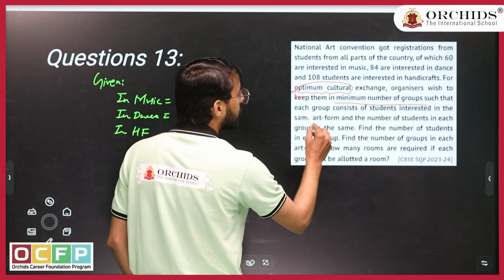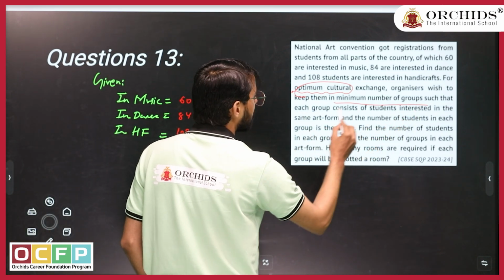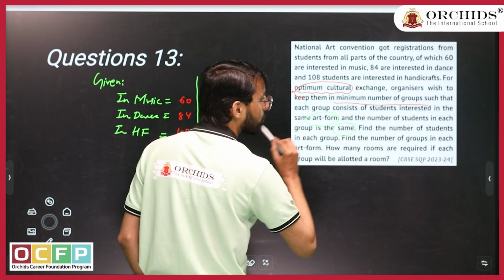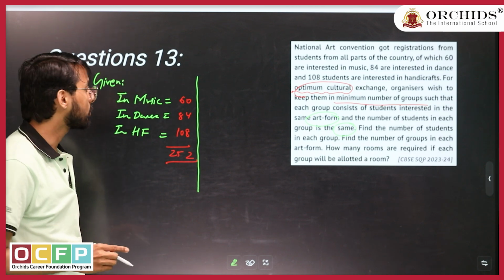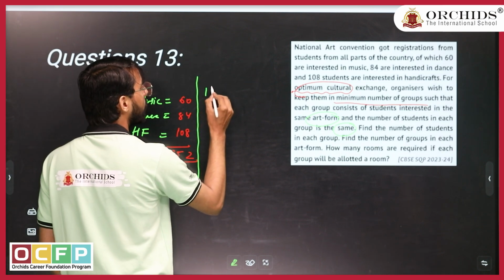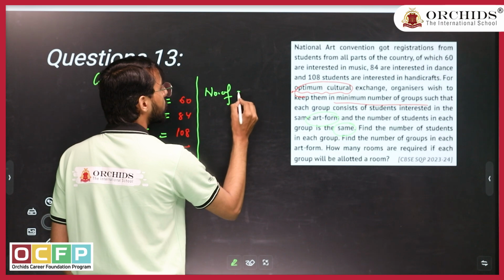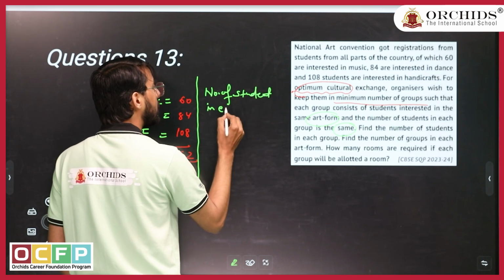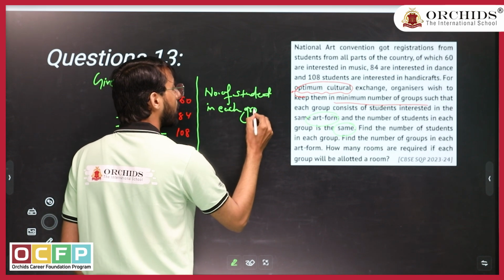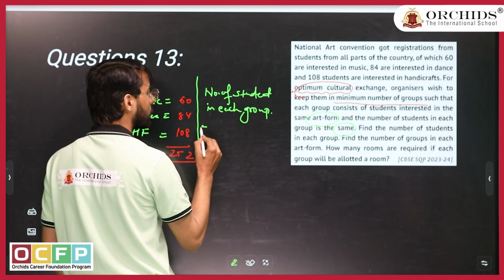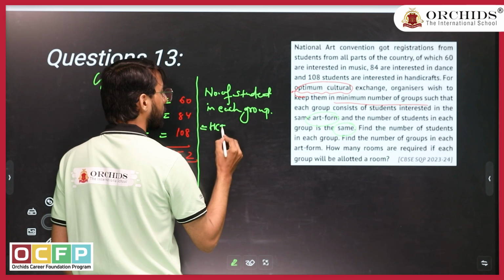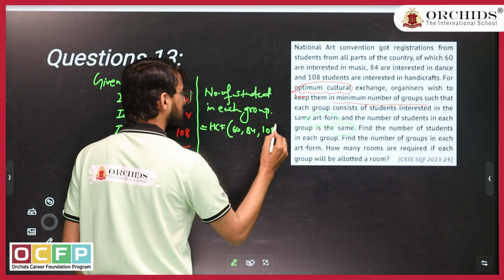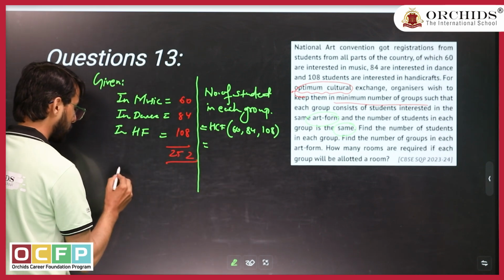Such that each group consists of students interested in the same art form and the number of students in each group is also the same. Find the number of students in each group. The number of students in each group will be nothing but the HCF of 60, 84 and 108. What will be the HCF? We are doing that on this side.